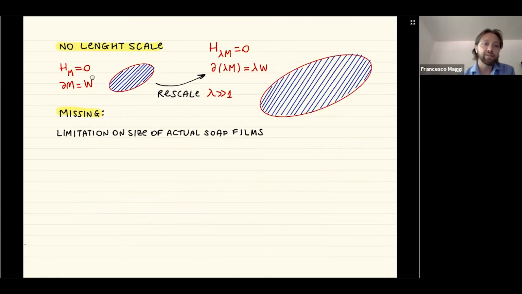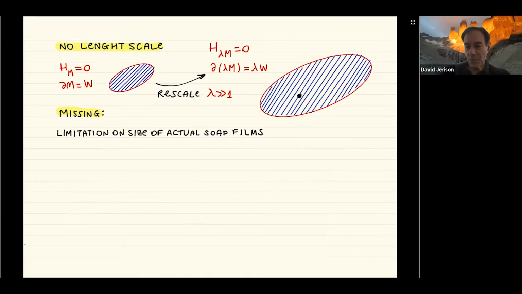So if I just rescale my boundary wire, I have a circular wireframe of meters of diameter, a huge wireframe.